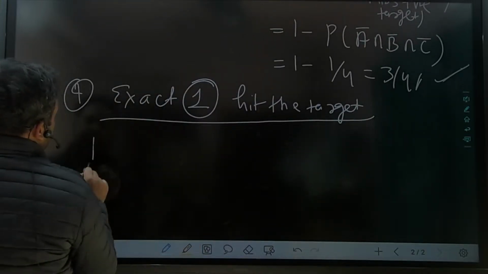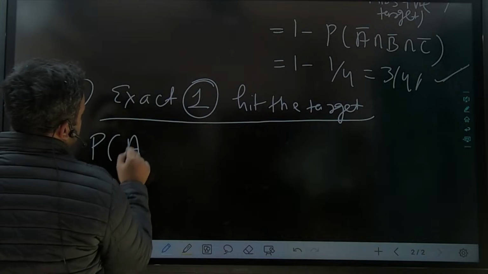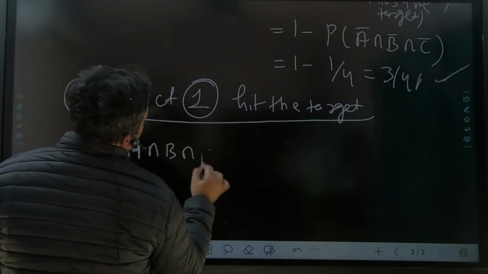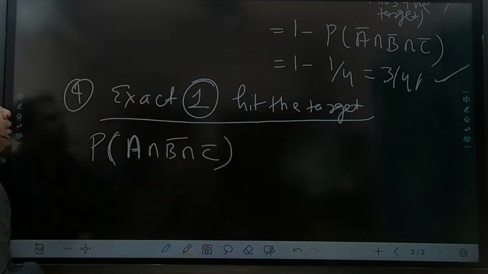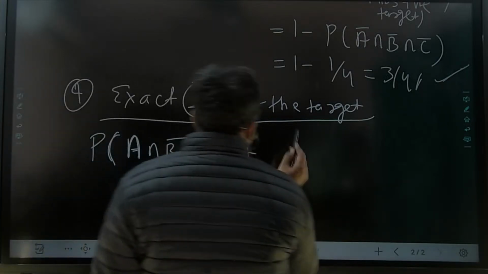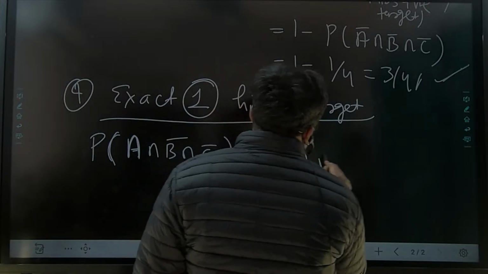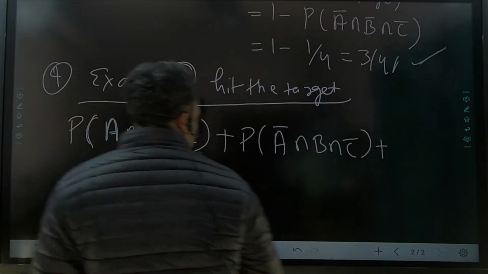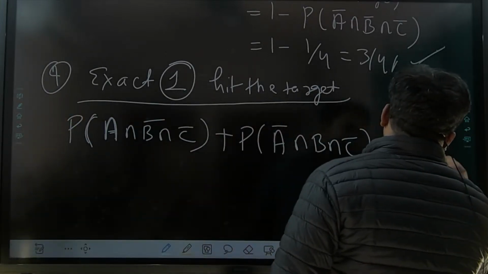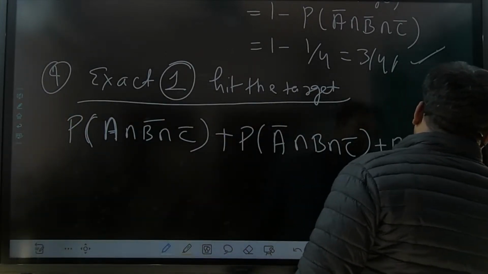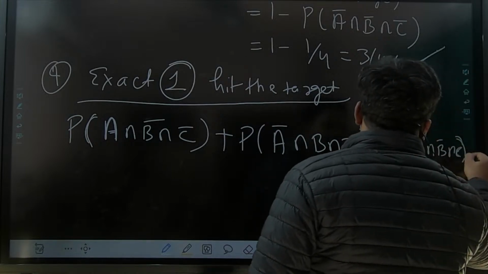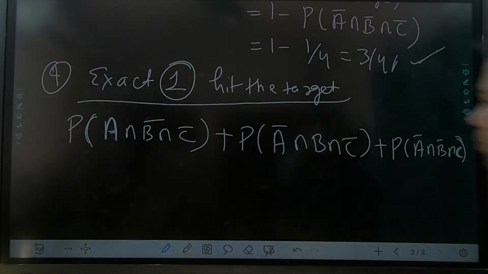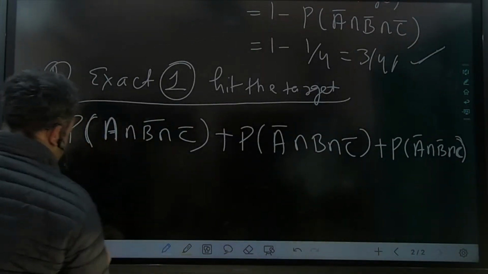So exactly one hits the target means what? At a time, only one should hit. There can be one case when A hits, but B and C should not hit. Then only I can say exactly one is hitting. But you can expect B is hitting, others not hitting. So A is not hitting, but B is hitting, C is not hitting. You can expect C to hit, A and B will not hit. Like this. So only three cases will come. Now you have to just put up the things.